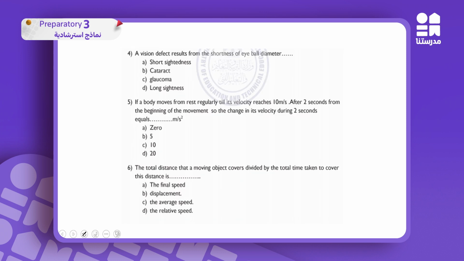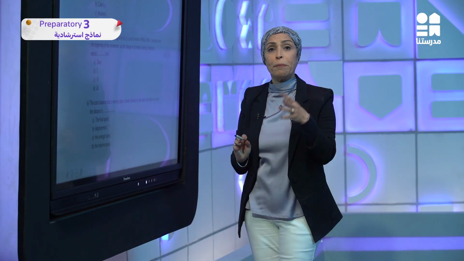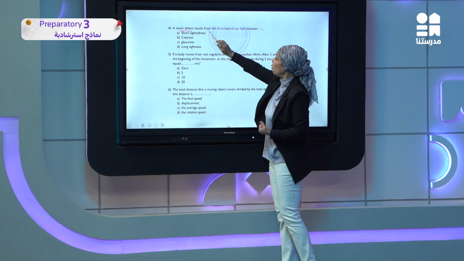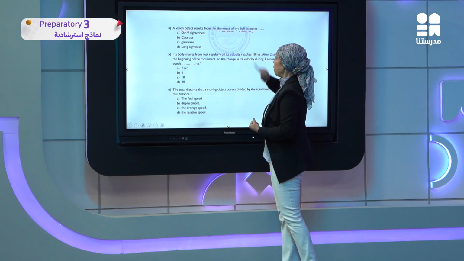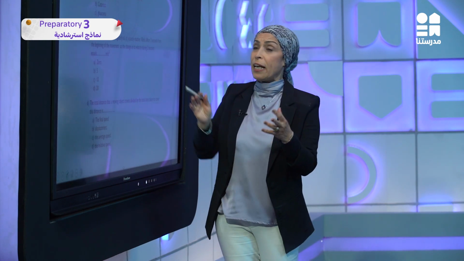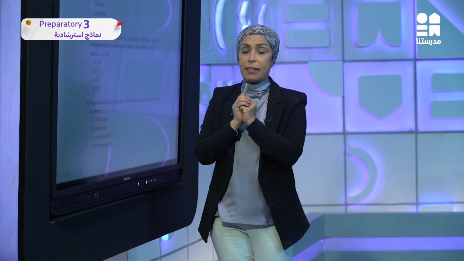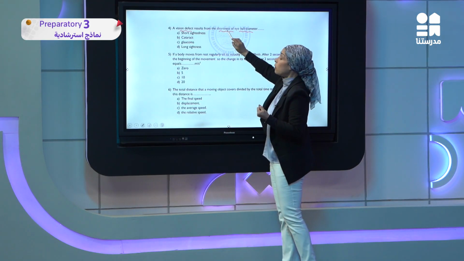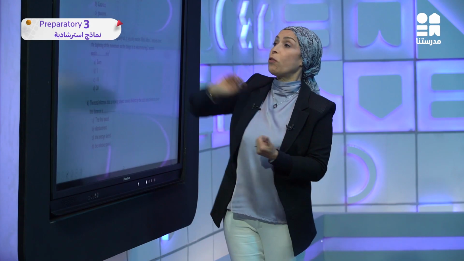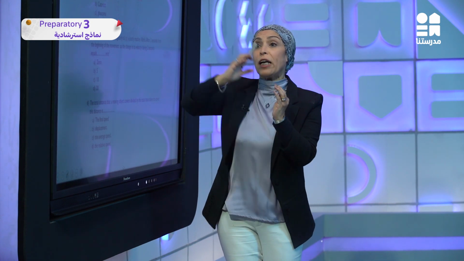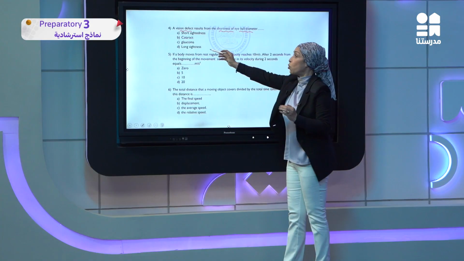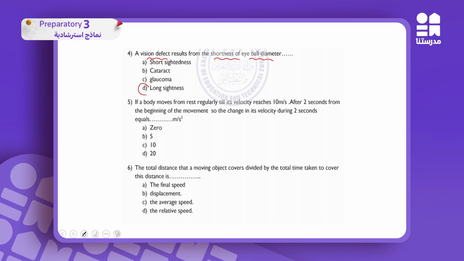Next question, a vision defect. Of course I have two vision defects, either short and long sightedness. Each one of them depends on a certain property. Here we only have the shortness of the eyeball diameter. He used here a new word. All of us know decrease or increase. Shortness is exactly like decrease. So what type of vision defect resulted from the shortness of the eyeball diameter? So eyeball diameter decreases or becomes short, so the image will form behind the retina, so it's a long sightedness, and then I'm going to choose the long sightedness.